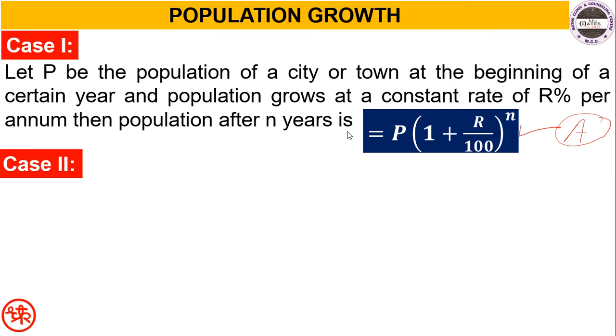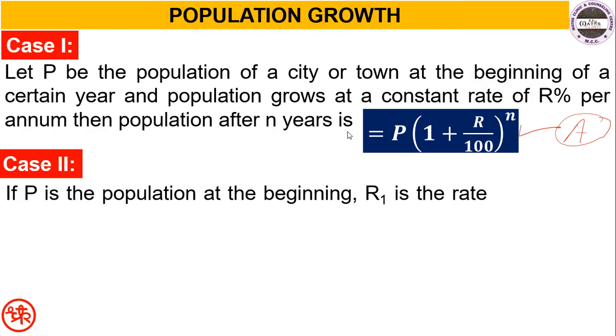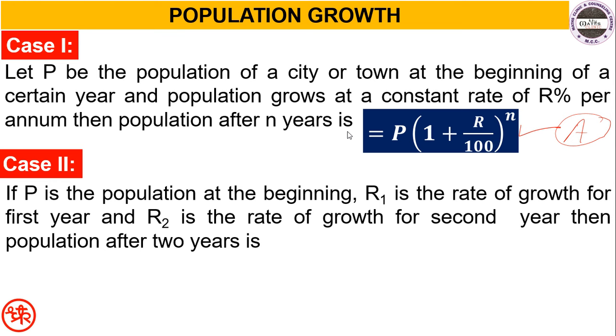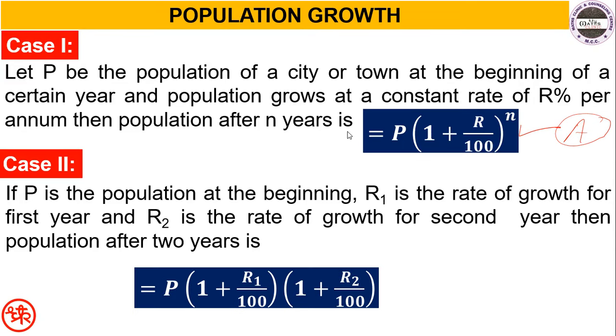Case 2: if P is the population at the beginning, R1 is the rate of growth for the first year, R2 is the rate of growth for the second year, then the population after 2 years is given by, as we have seen in compound interest, P into (1 plus R1 by 100) into (1 plus R2 by 100), and so on. Is that clear? If it is given for the third year also, then into (1 plus R3 by 100).